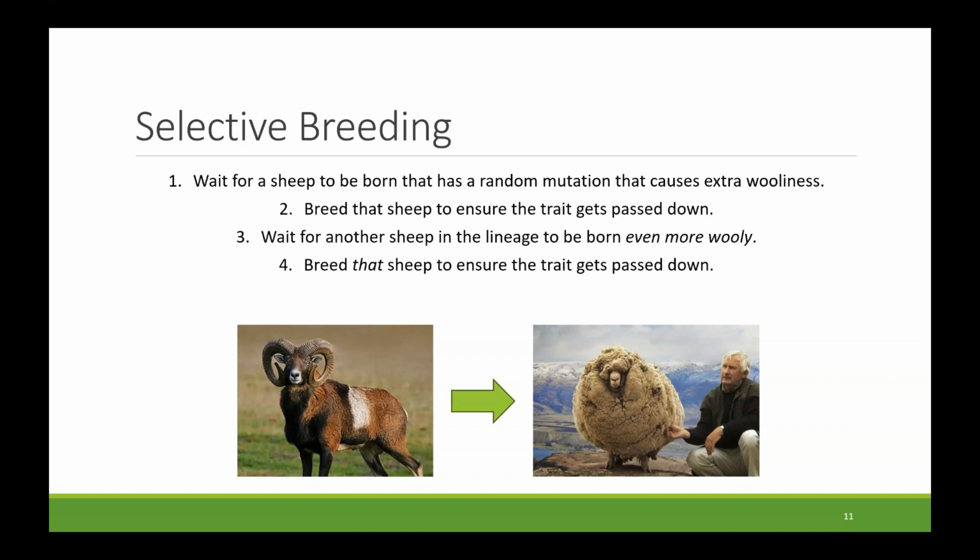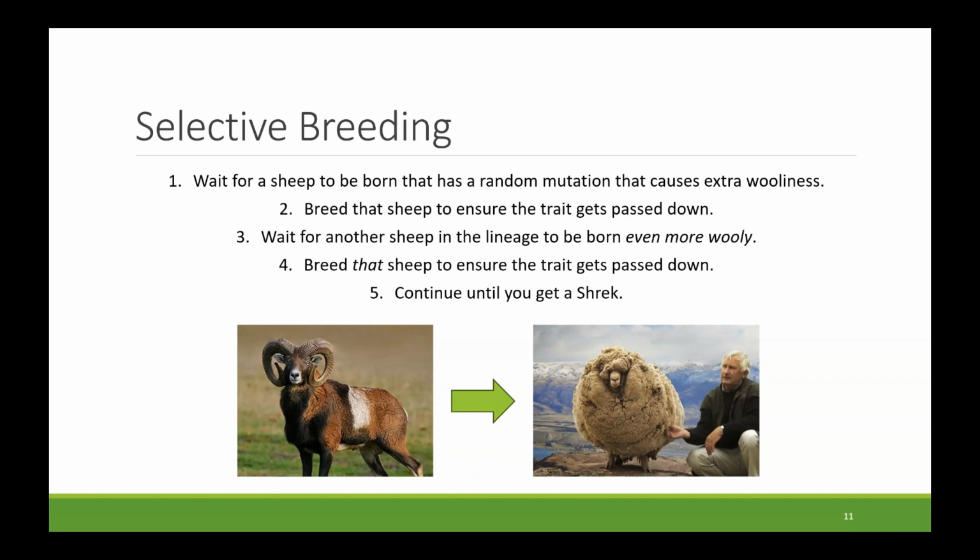And over thousands of years, you keep doing this, and eventually you end up with something that looks like Shrek, a creature that makes so much wool that it's literally a hazard to its own well-being. It's entirely dependent on humans for regularly scheduled shearing and survival. Shrek is the result of evolution carried out at the hands of humans.